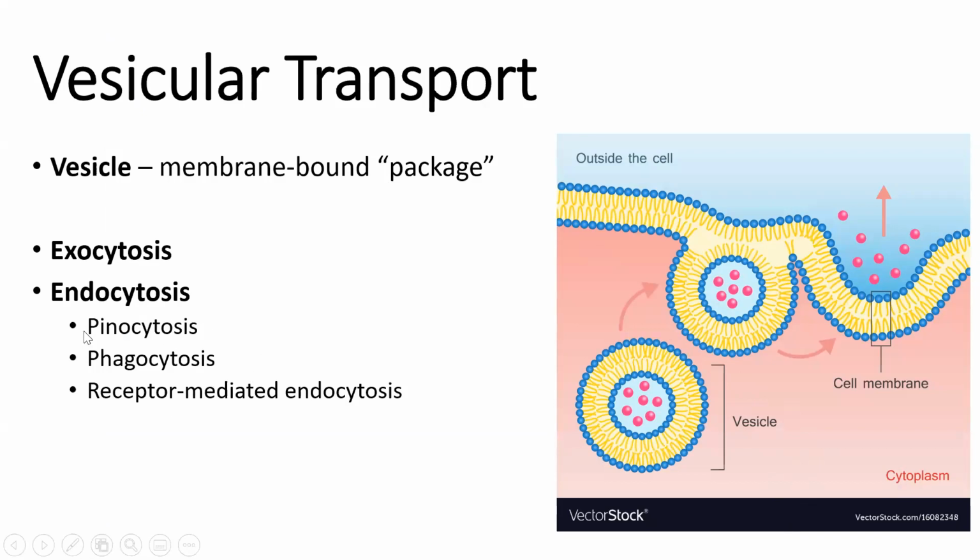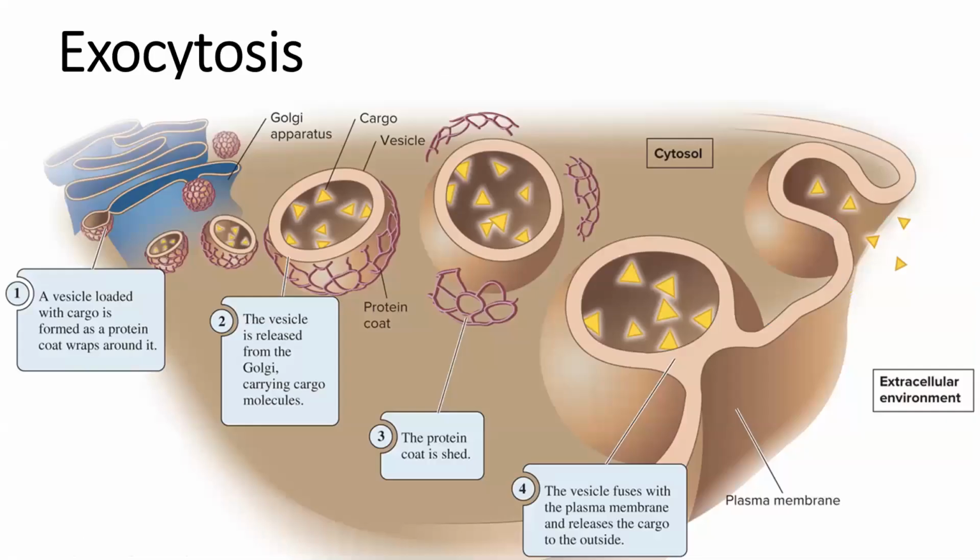Endocytosis process, you have 3 subcategories. You have pinocytosis, phagocytosis, and then receptor-mediated endocytosis. So with exocytosis, what you're doing is you're taking a substance, okay, and you are releasing it, okay?